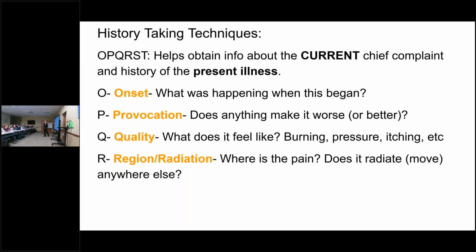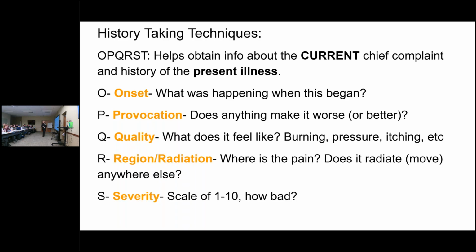So where is the pain? What region of the body is it in? And does it radiate or move anywhere else? So I'm sure you guys already know, but with chest pain, if someone's having a heart attack, a lot of times that pain will radiate or move down one arm or the other. Sometimes it's felt in the back, so pain radiating is something we want to look for.